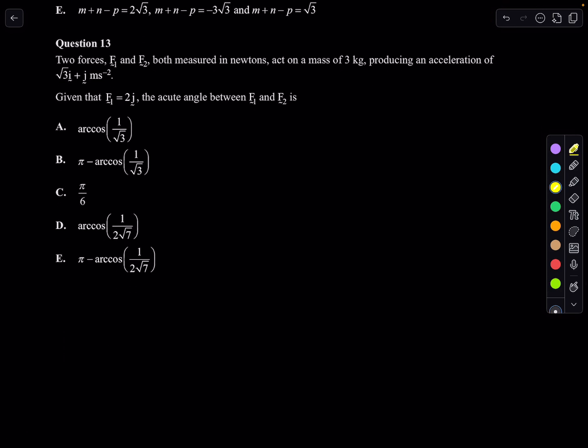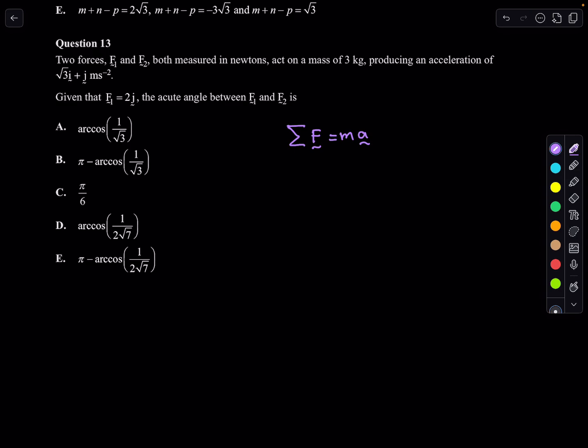Question 13. Two forces F1 and F2, both measured in newtons, act on a mass of 3 kilograms, producing an acceleration of this. Given that F1 is that, find the acute angle between F1 and F2. Okay, so we know what F1 is, but we don't know the force 2, which we can actually easily find because they've given us the mass and they've actually given us the acceleration. So think about it. We know Newton's second law, that the sum of all forces is equal to mass times acceleration. Well, the sum of forces means you're just adding these forces.